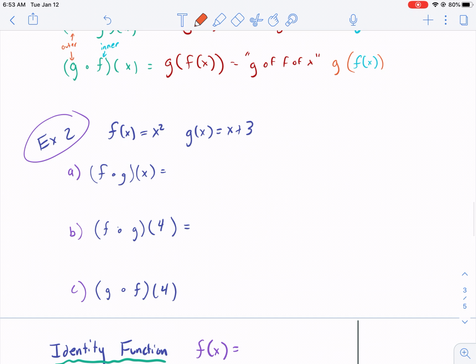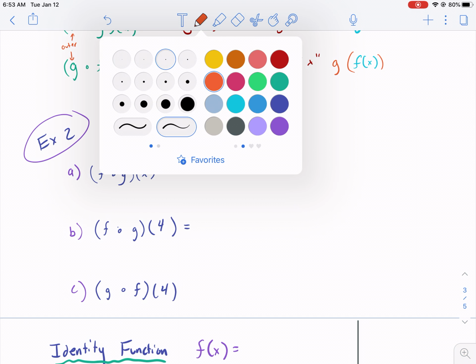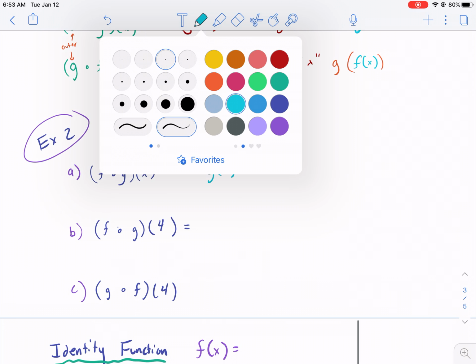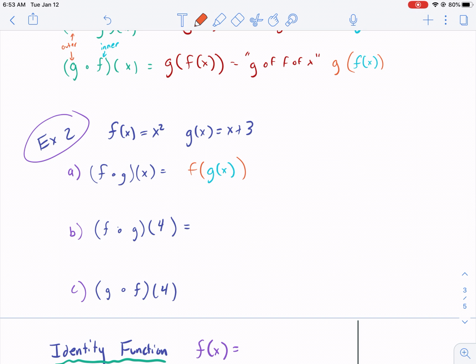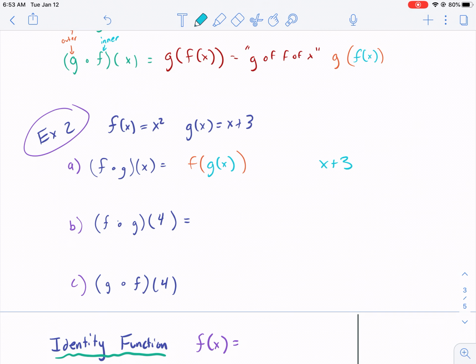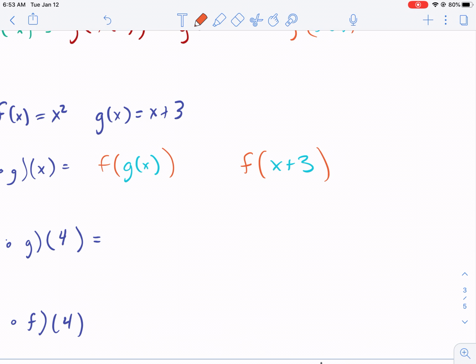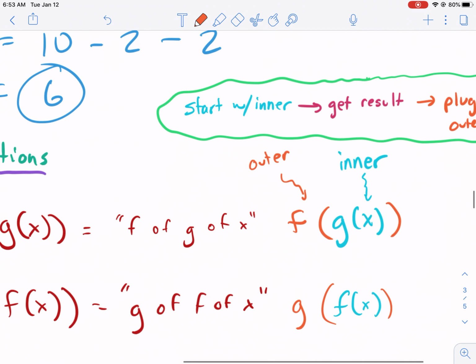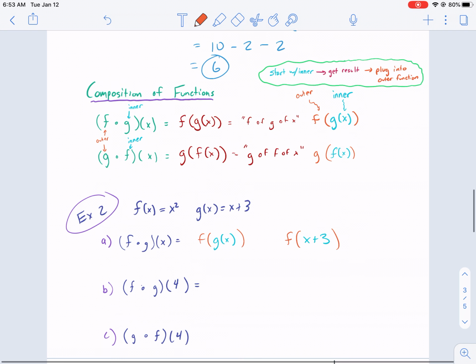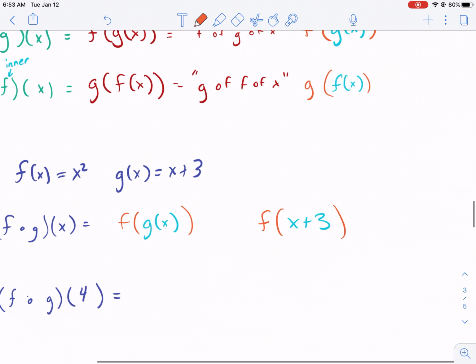Moving on to example 2, we're going to apply it. So we have f of g of x. We already know that we're going to do g of x first, and then we're going to do the f of x after that. What does that mean? Well, we know g of x is the same thing as x plus 3. We plugged that in for g. We started with the inner function, got a result, and it was just x plus 3. And now we plug that into the outer function. What does that mean?